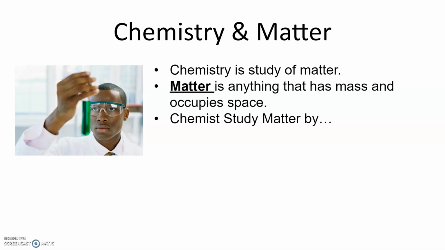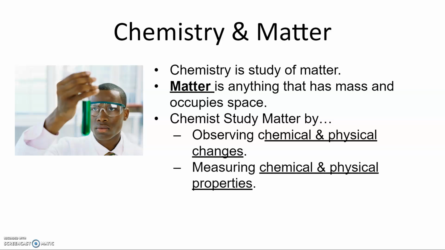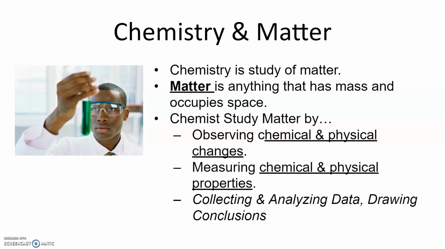Chemists study matter by observing chemical and physical changes in the matter and measuring chemical and physical properties. They take that data, analyze it, and then they can draw conclusions, which allows chemists to make predictions about matter.